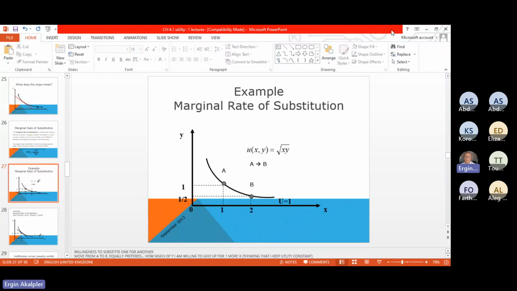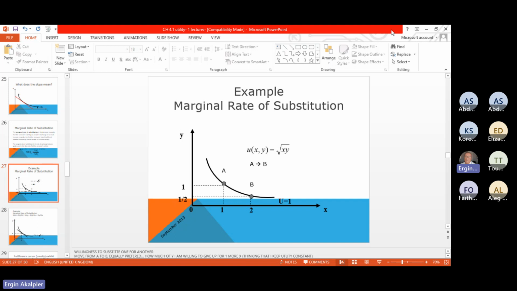And as you see, whenever you are substituting from A to B, you will get less y and more x. Therefore, the utility function is supposed to be a decreasing function of y and an increasing function of x in this case, or vice versa. Therefore, if the utility function for x and y is given as the square root of x multiplied by y, then when you calculate these numbers, if you put the numbers in here, you will easily draw the curve on this graph.